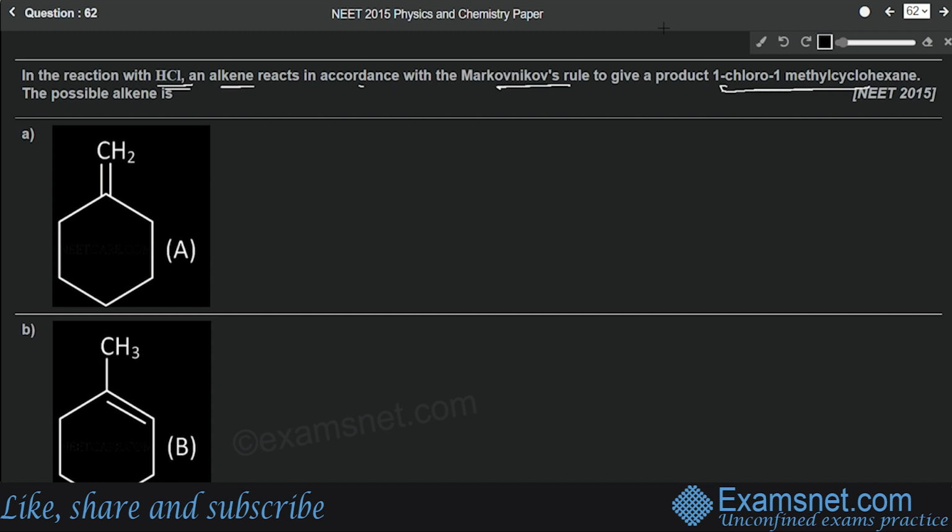So first of all, what is Markovnikov's rule? According to this rule, when a protic acid, that is HX, is added to an asymmetrical alkene, then what happens?